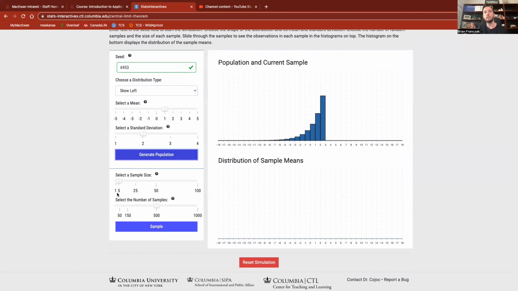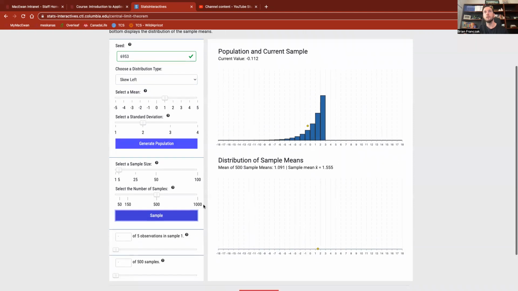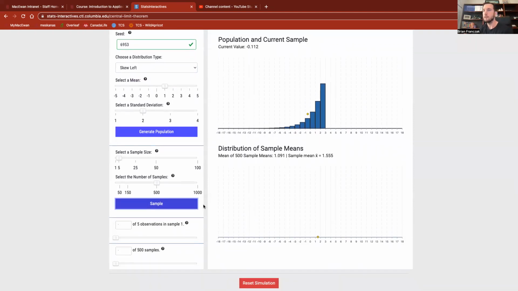Okay, let's say that we collect a sample of size 5, and we'll do 500 samples again. So this is the exact same idea. We've collected a sample of size 5 from this skewed left population. We've computed the sample mean, and we've done this 500 times. Then we just start to mark them down.